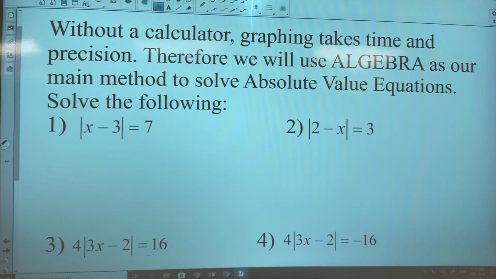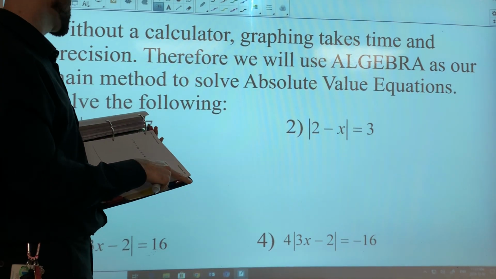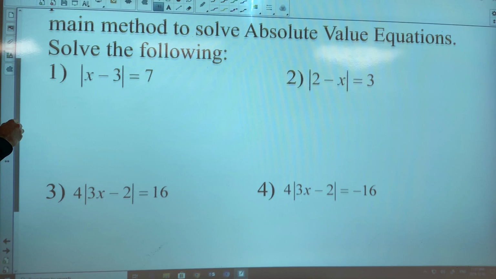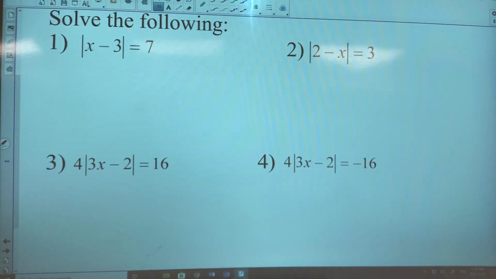So without a calculator, graphing takes time and precision, and we don't got time for that. We ain't got no time for that. So we're going to use algebra as our main method to solve. And we'll do just a little bit of practice here. So this is where we actually use the definition of an absolute value.